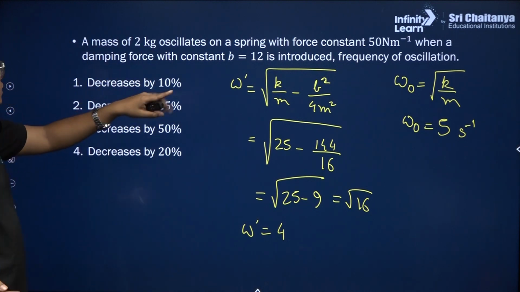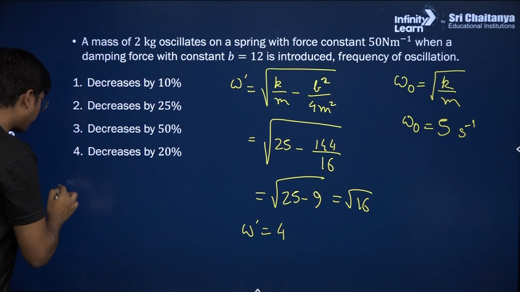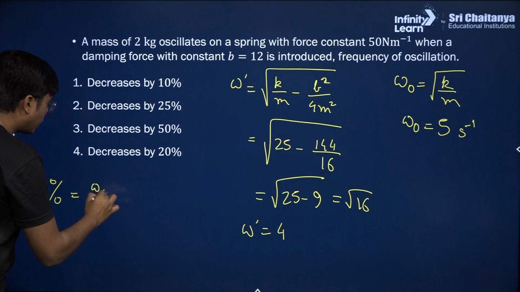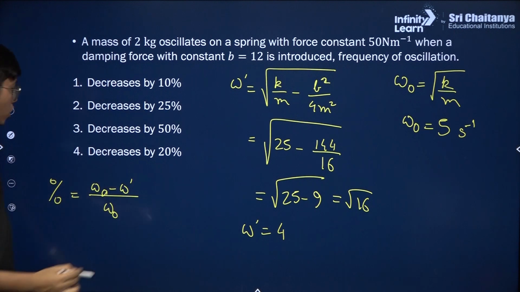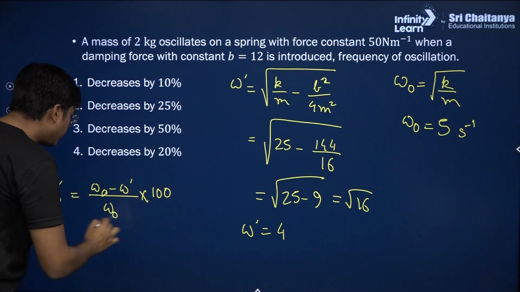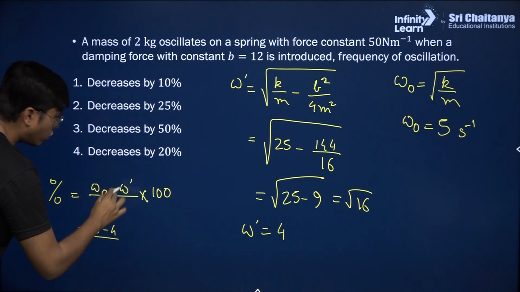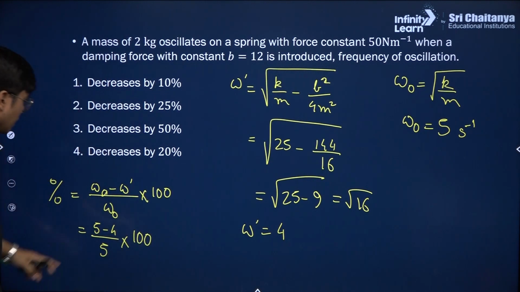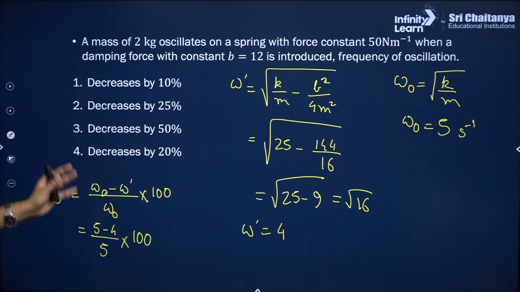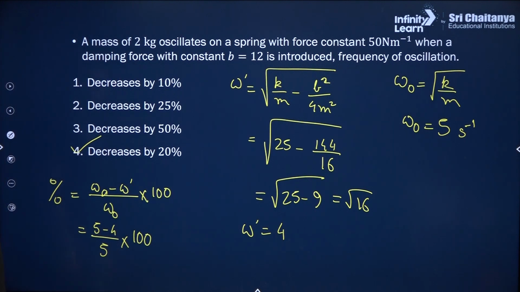Now, we want the percentage change, how much does it decrease by, which means we want the percentage decrease as omega naught minus omega dash divided by the original frequency omega naught into 100. That is 5 minus 4 divided by 5 into 100. 5 minus 4 is 1, 1 by 5 is 0.2, 0.2 into 100, so it will decrease by 20%. Yes, 20% is the decrease.